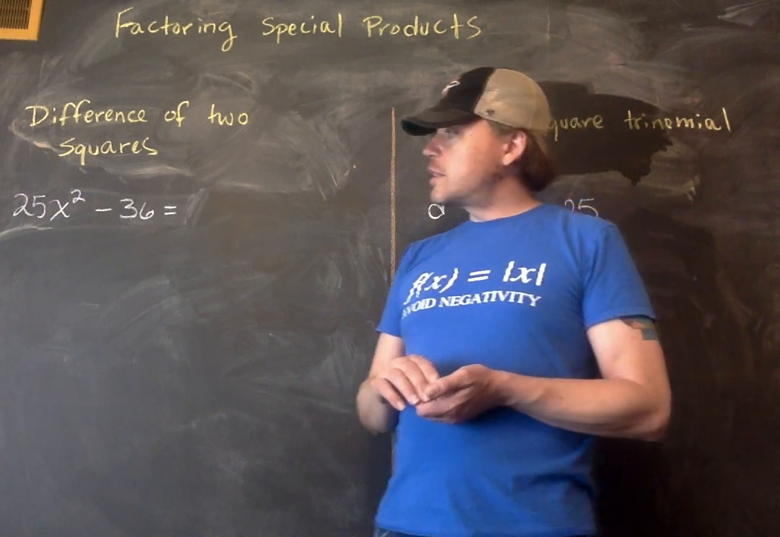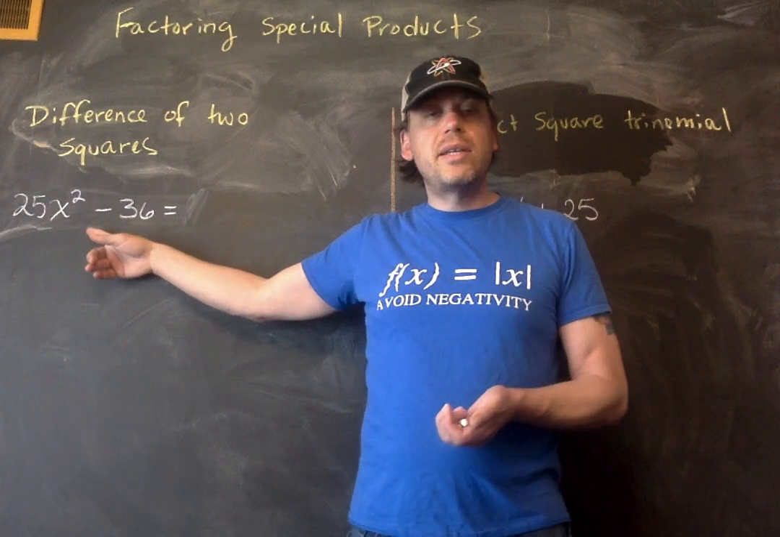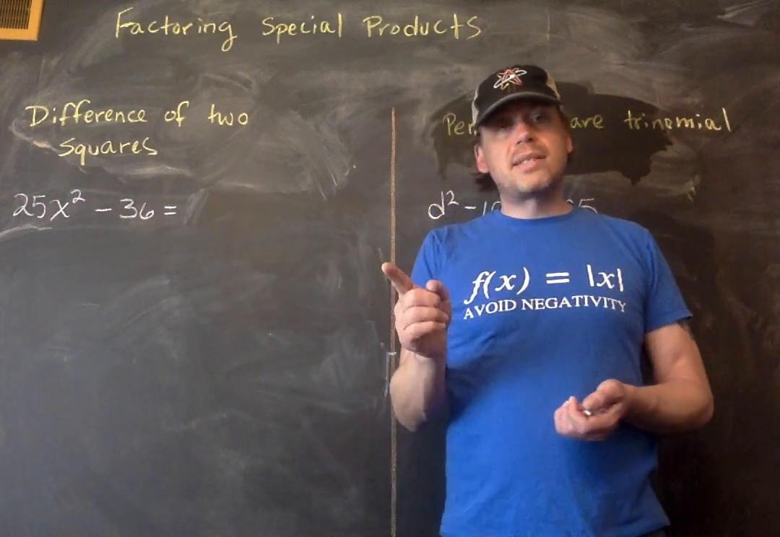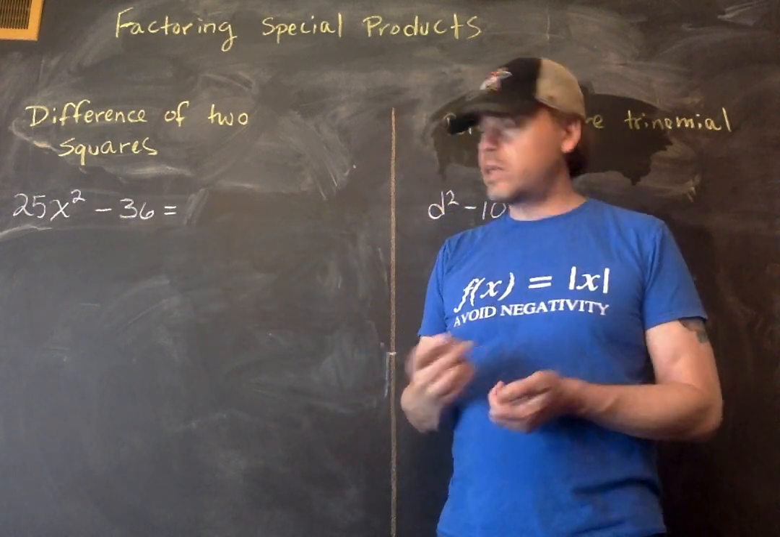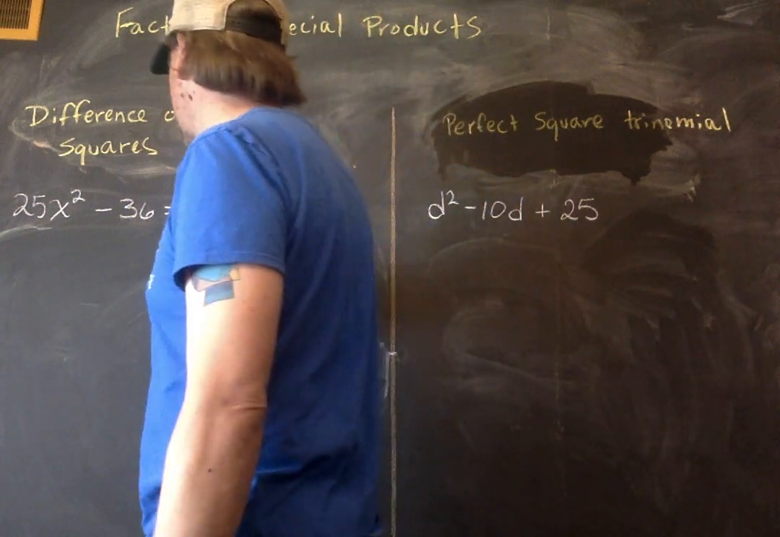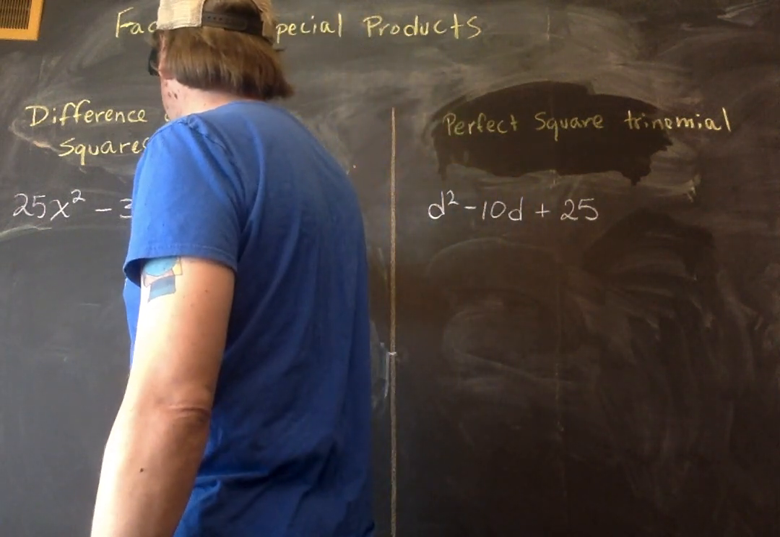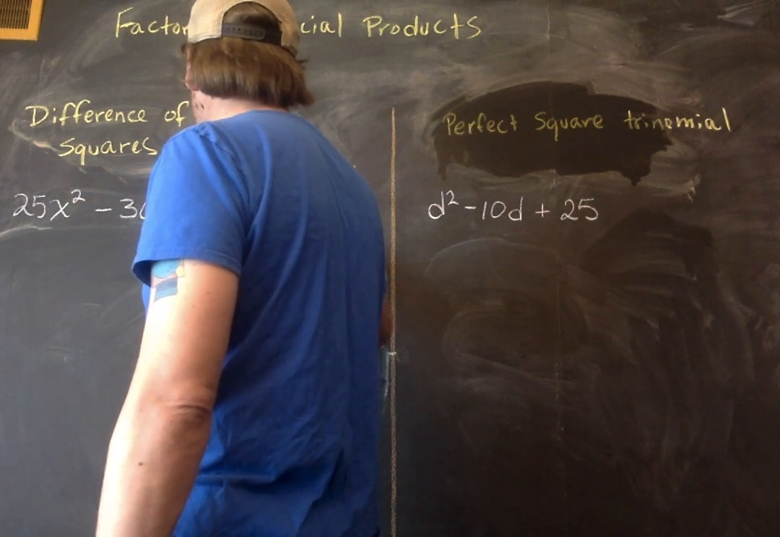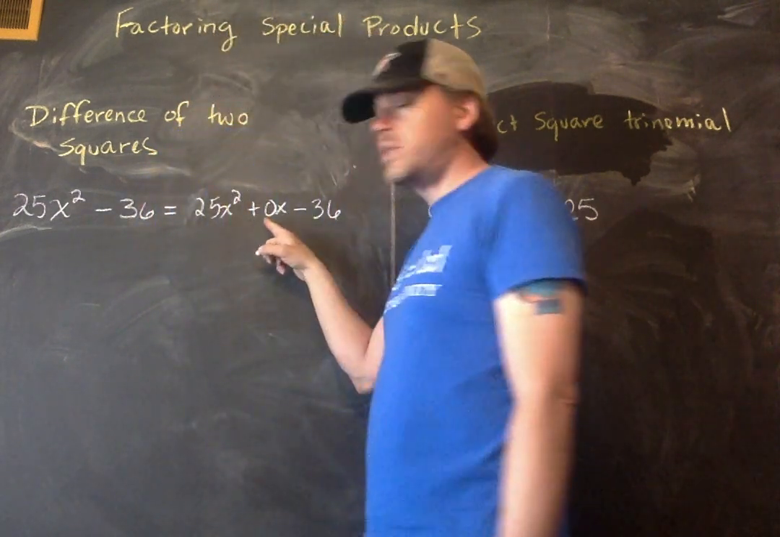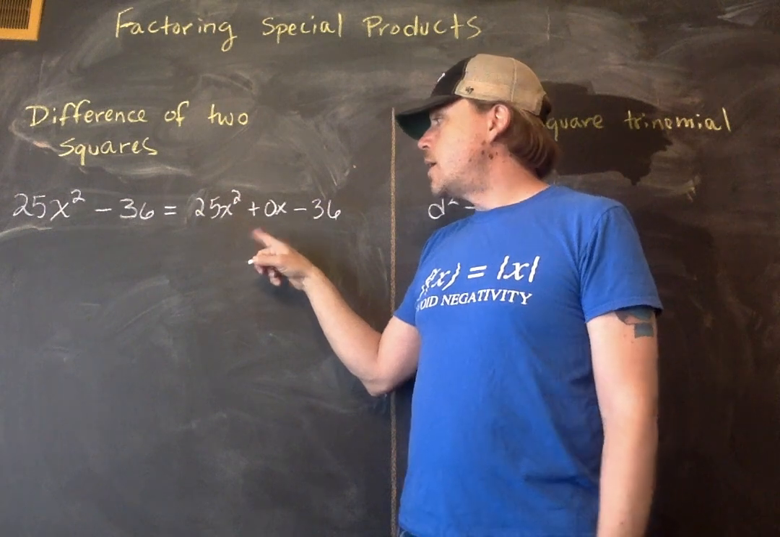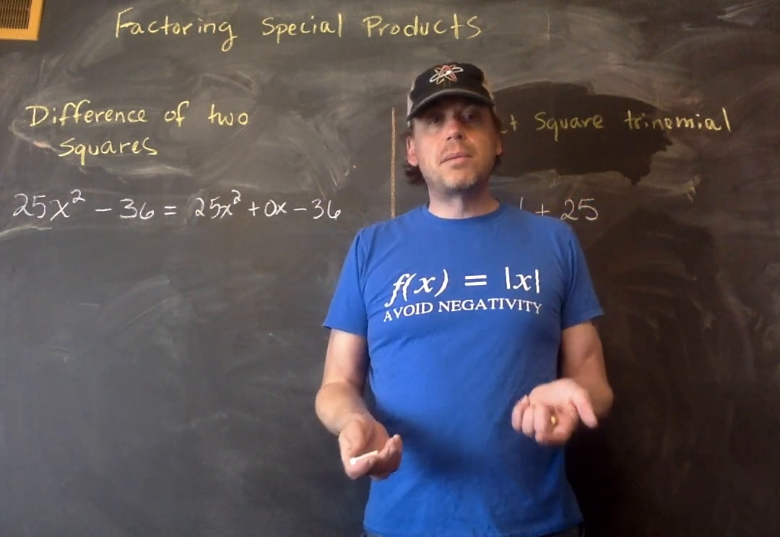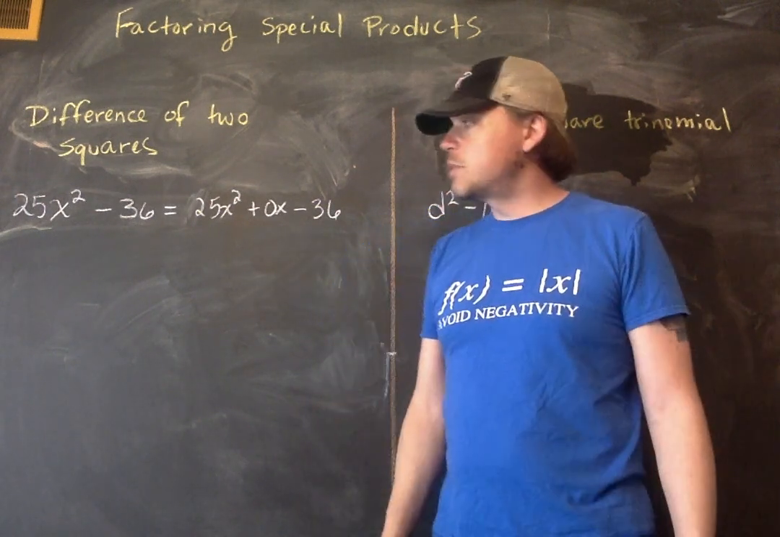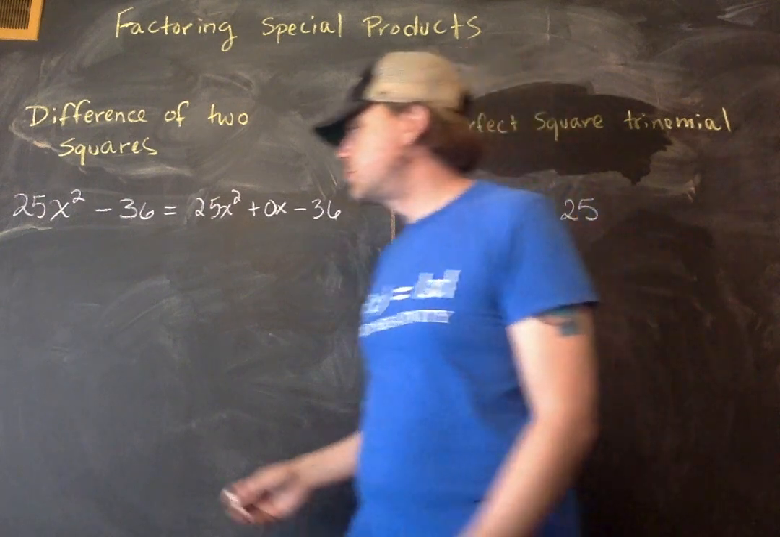Normally when we factor these, there's usually a middle term. Here there isn't. But it's there, it's just hidden. So the way we could write it is the same thing, 25x squared plus 0x, and then minus 36. Now we do have that middle term, and we can do our diamond problems that we normally do. So I'm going to start with a diamond problem.